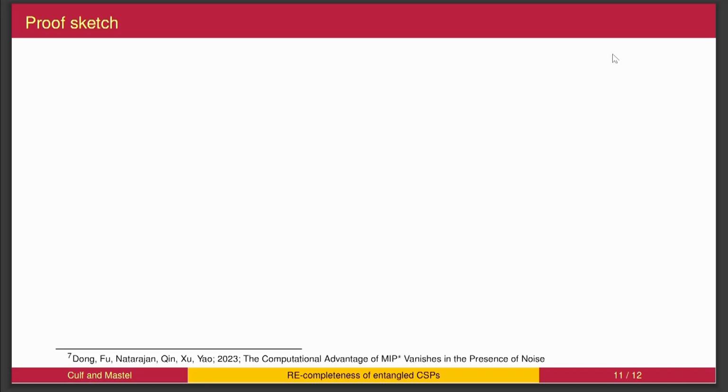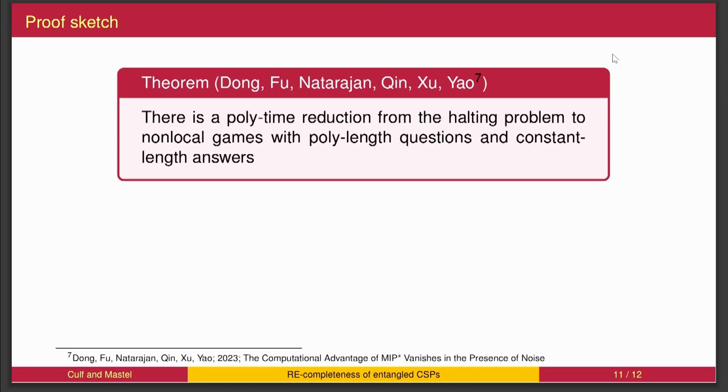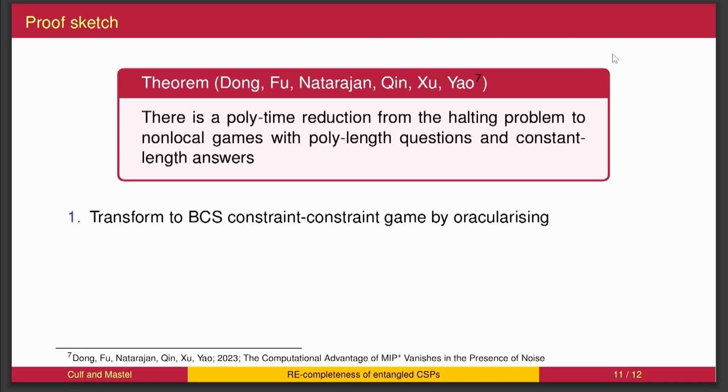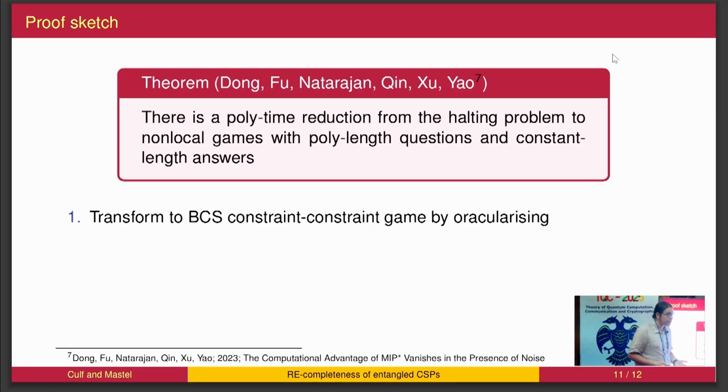So let me sketch the whole proof very quickly to finish. It starts from a refinement of MIP* = RE due to Dong, Fu, Natarajan, Qin, Xu, and Yao. And here, the special thing that they do is they still have polynomial length questions. So the questions are succinctly presented, but the answers are constant length. There's constant size answers. So the first thing to do is to use an oracularization transformation to turn this into a constraint system game of some kind.